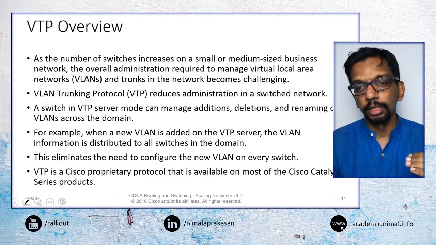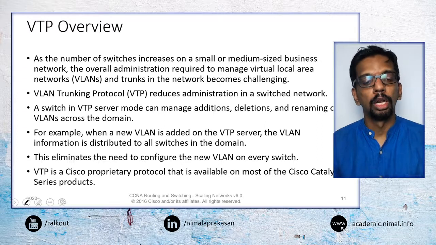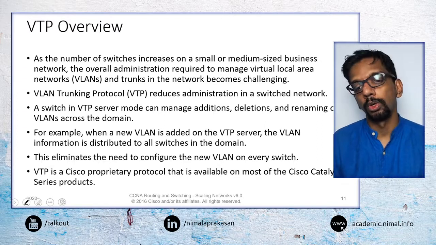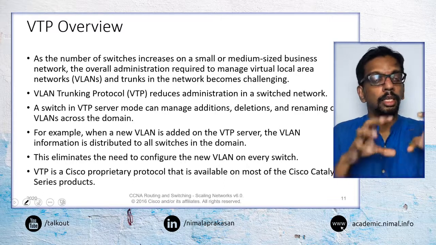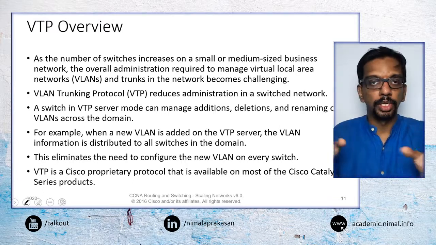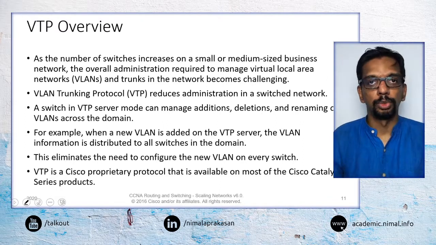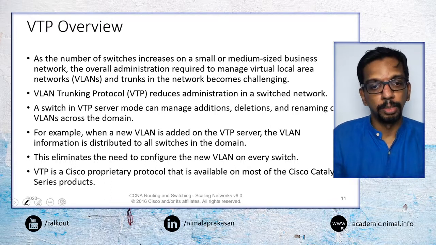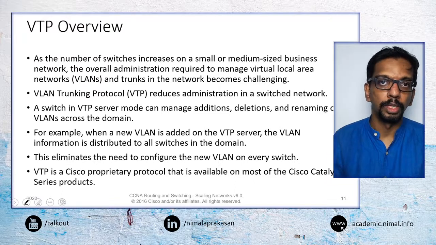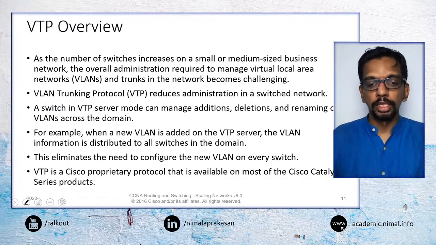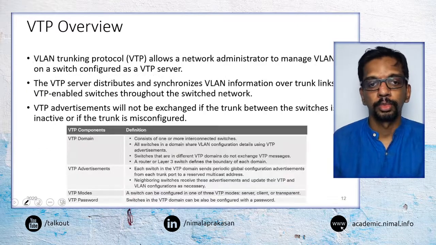So in that context, what we would use is what is called a VLAN trunking protocol. This is a Cisco proprietary protocol that is available in Cisco switches. But the main idea is the VLAN specific information will be communicated to different switches from a centralized switch. We may elect a switch as a VTP server, or VLAN trunking protocol server, and the other devices will be configured as clients, and this information can be propagated from the server to the clients.